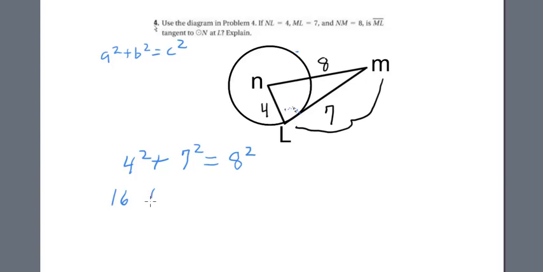Well, this is 16 plus 49. Does that equal 8 times 8, which is 64? 16 plus 49 is 65. So no, it is not tangent because it does not form a right triangle at point L.